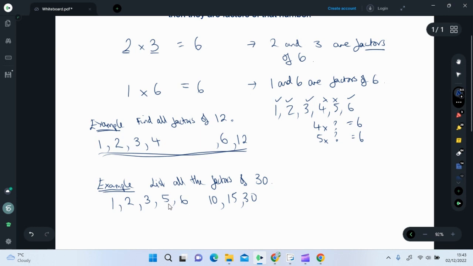I would always check I've got pairs of numbers. Yep, 5 times 6 gives me 30. 3 times 10 gives me 30. 2 times 15. And 1 times 30. All of those give me 30. So I have listed all the factors of 30.